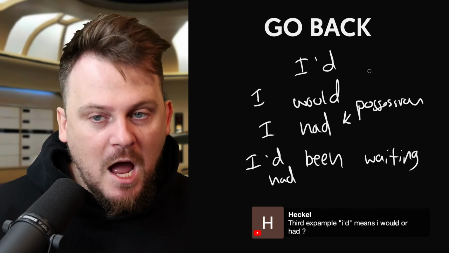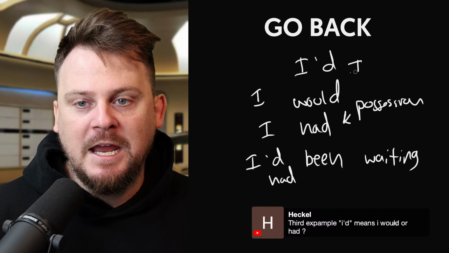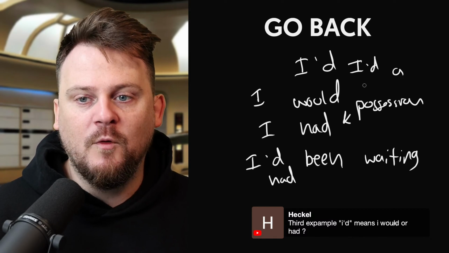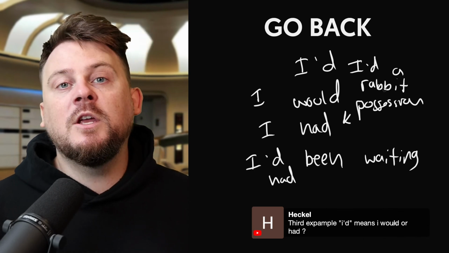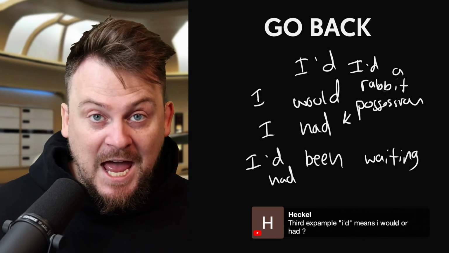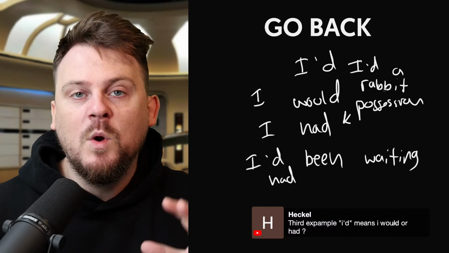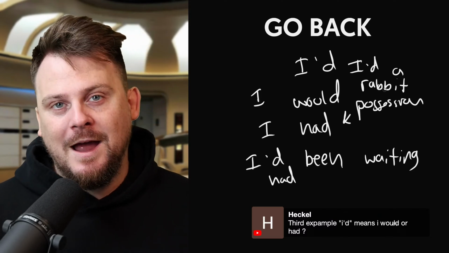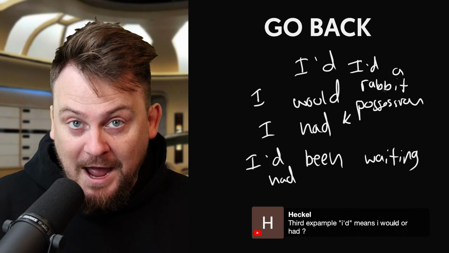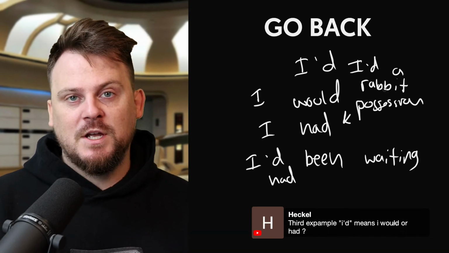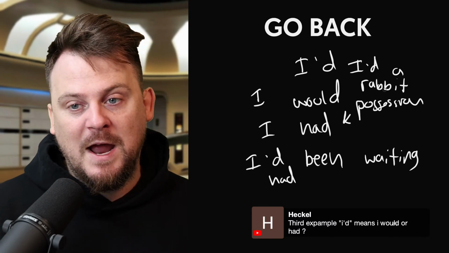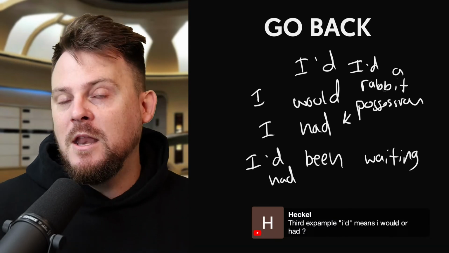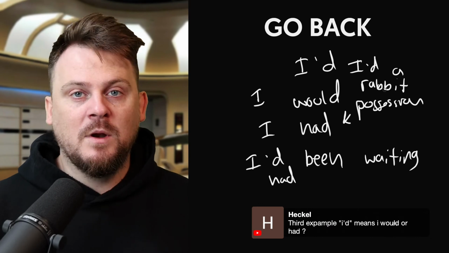So possession is to have something. You cannot say, "I'd a rabbit when I was a kid." No. We only use "I'd," meaning "I had," grammatically. We don't use "I'd" in terms of having things or possessions. So we have to say, "I had a rabbit when I was a kid." We cannot say, "I'd a rabbit when I was a kid."